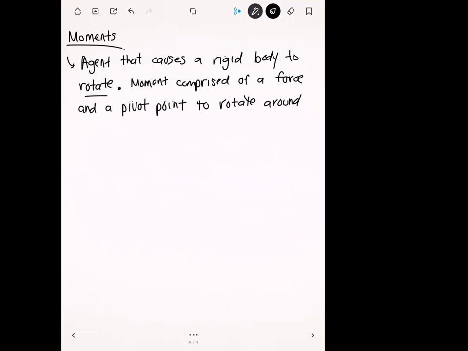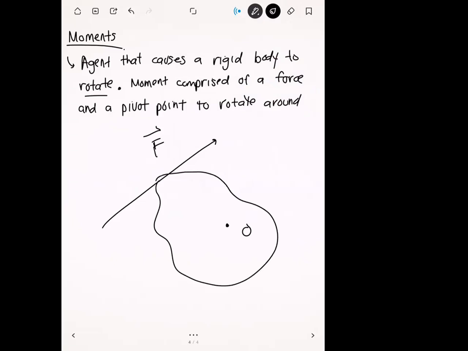Okay. Let's say that we have a pivot point O right here, and this is what we want to rotate against. And let's say that we have a force vector F. This F is being applied onto the edge of another amorphous blob.